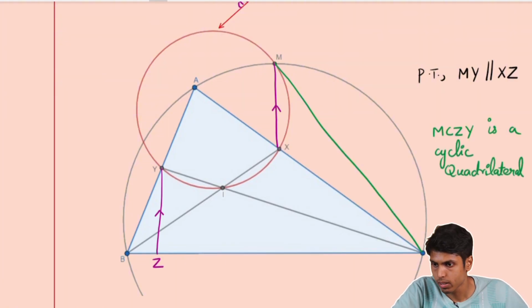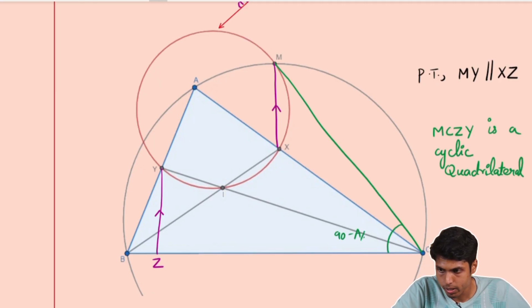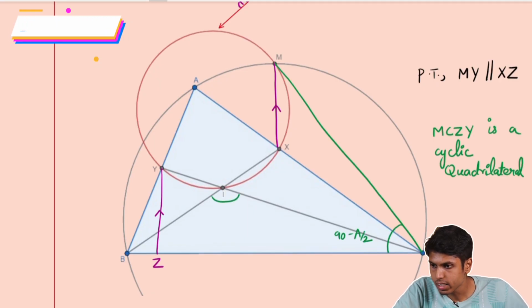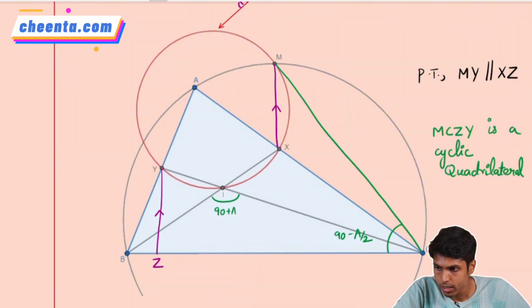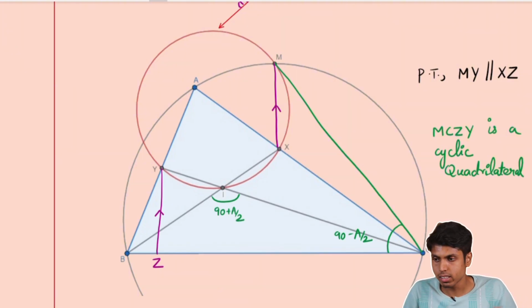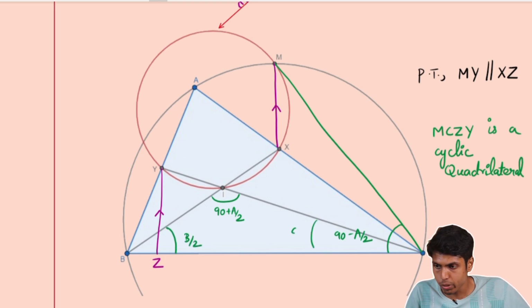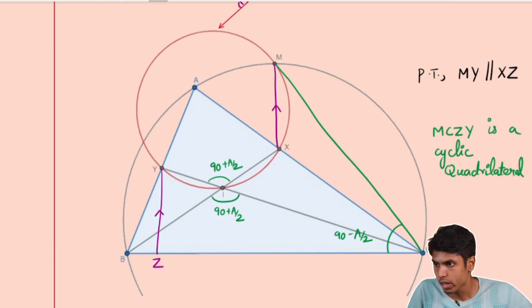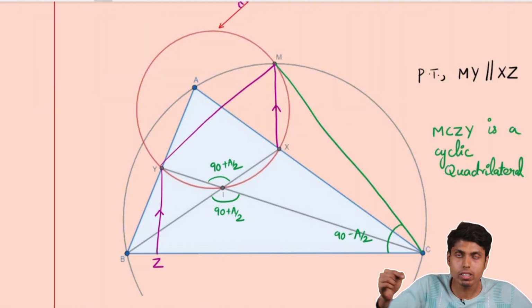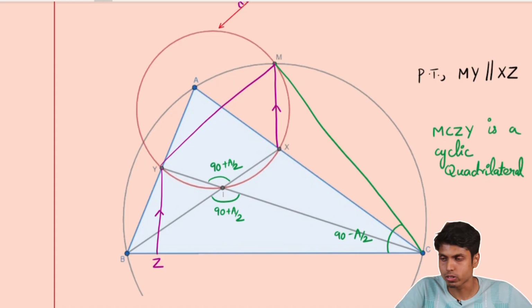Let's do that. Notice that MCZ is 90 minus A by 2. And also BIC is 90 plus A by 2. That's because it is the incenter, and these two angles can be represented as B by 2 and C by 2. So this one, BIC, must be 90 plus A by 2. Simple. And therefore, angle XIY would be 90 plus A by 2. And now, if you think about the angle XMY, it is supplementary to the angle XIY, as the 4 points are concyclic.